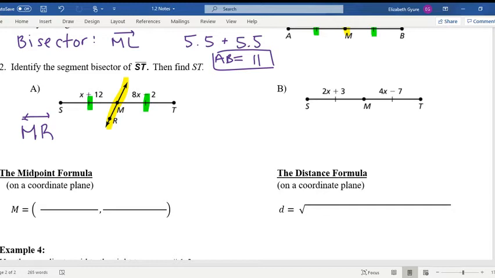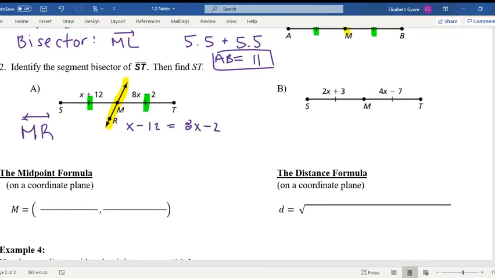So when two things are congruent, set them equal. That's a big rule for this class just in general. When things are congruent, you will typically set them equal to each other. So we are going to do x minus 12 equals 8x minus 2. And then we're going to solve.